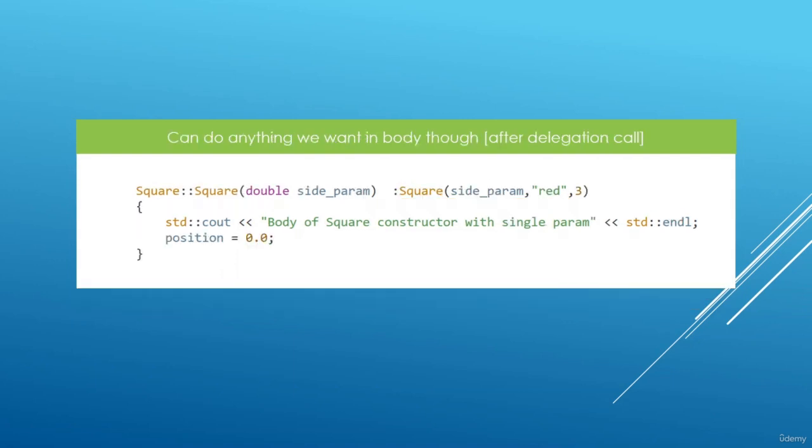Okay, so this is really how constructor delegation is going to work. And after you have done your constructor delegation, you can really do anything you want in the body of your one param constructor here. For example, we can take this chance to initialize the position member variable, which wasn't initialized by any of the initializer lists. And we can do this, and it is going to work. Now that you know this, we're going to head over to Visual Studio Code and show you these things in action.